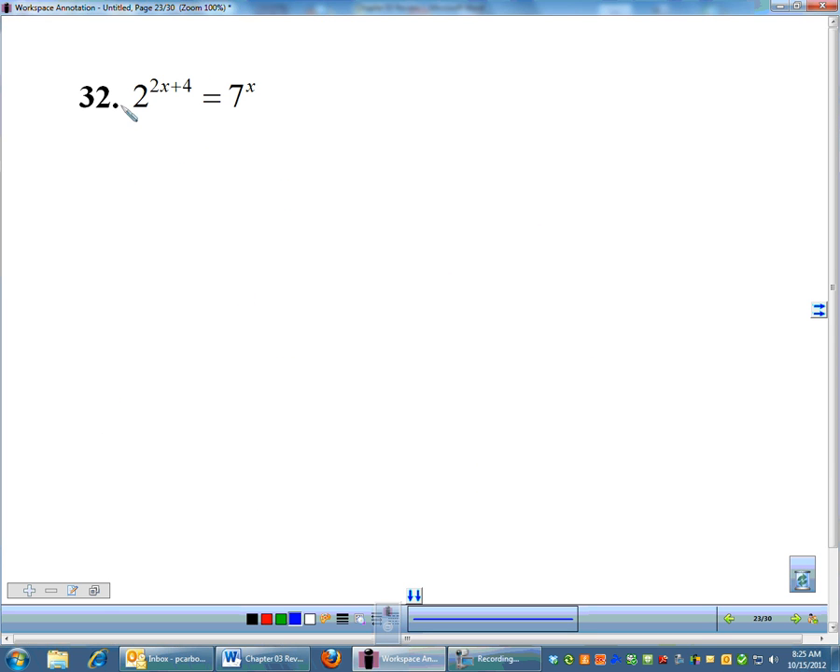32, same problem again. You cannot get a common base for 2 and 7, so I'll do the natural log, and that allows me to bring down the exponents. So I have 2x plus 4 times the natural log of 2 is equal to x times the natural log of 7. And just like that last problem, we're going to distribute the ln 2 through here. So ln 2 times both of those, which will give me 2x ln of 2 plus 4 ln of 2 is equal to x ln of 7.